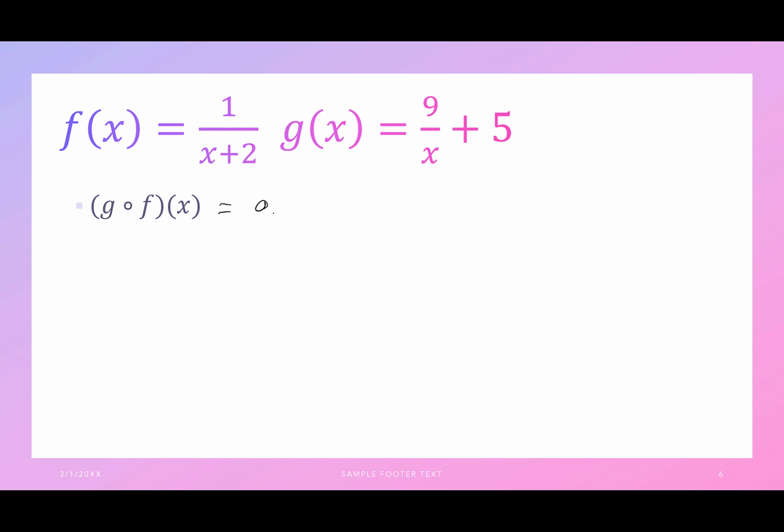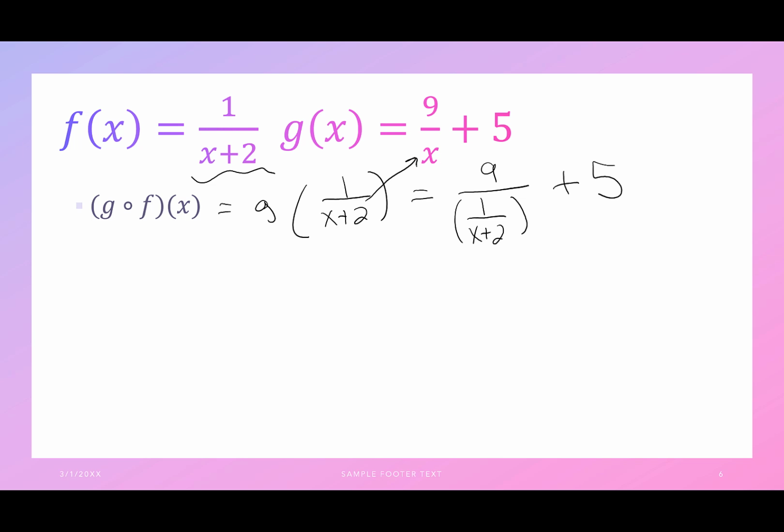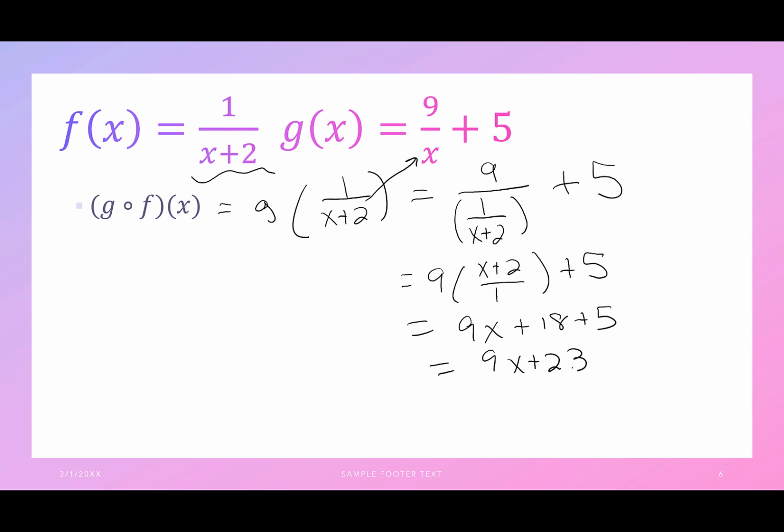Let's start with f. So I have g of f, so that's 1 over x plus 2. So I'm starting with the f of x first. Now g says whatever I give you, you go 9 over that. So 9 over 1 over x plus 2, and then I'm going to add 5. So really it was just putting this right here and the 9 over x and then add 5 to it. When I divide by a fraction, remember you multiply by the reciprocal, so I have x plus 2 over 1 and then plus 5. I can do 9 times x is 9x, 9 times 2 is 18, and then add the 5 to give me 9x plus 23.